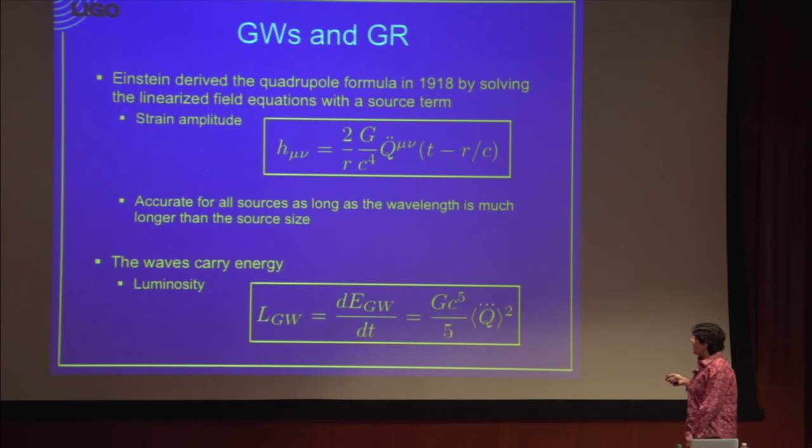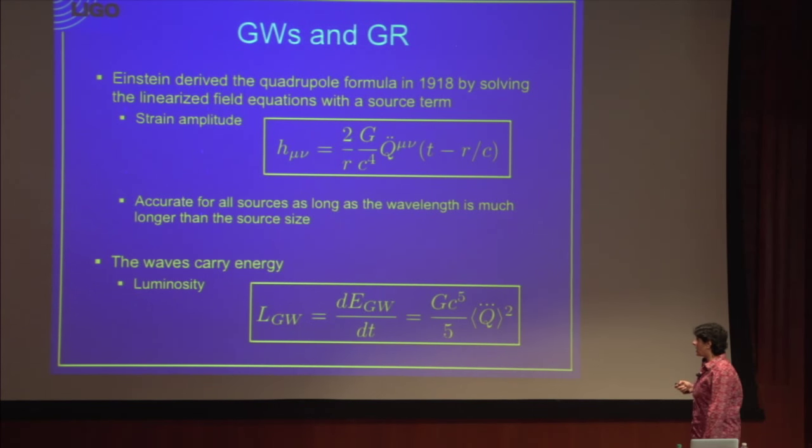strain h. And it's scaled here in terms of the gravitational constant G, the speed of light to the fourth power in the denominator, r is the distance to the source, and then Q double dot is simply the second time derivative of the moment of inertia of the object. At a retarded time. And this actually was remarkably successful in that it's accurate for all sources as long as the wavelength is much longer than the source size.